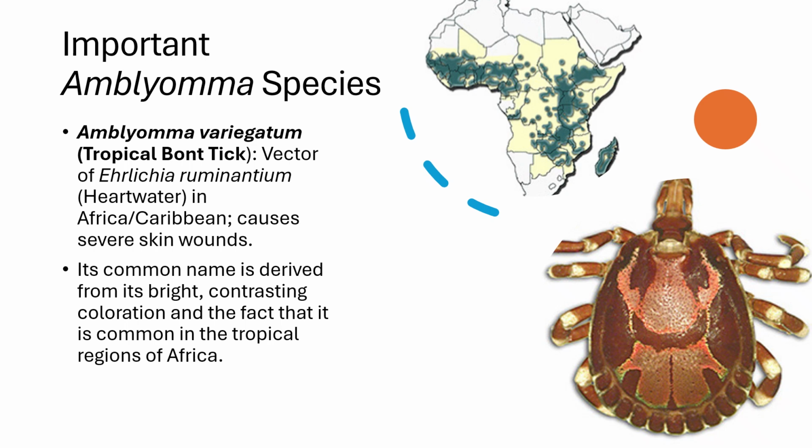For the important species, we are going to start with the Amblyomma variegatum. This is also known as the tropical bont tick. They are an important vector of Ehrlichia ruminantium, which is the causative agent of heartwater in Africa and the Caribbean. They cause severe skin wounds. Its common name is derived from its bright, contrasting coloration, as shown in the diagram, and the fact that it is common in the tropical regions in Africa, as shown in this map.